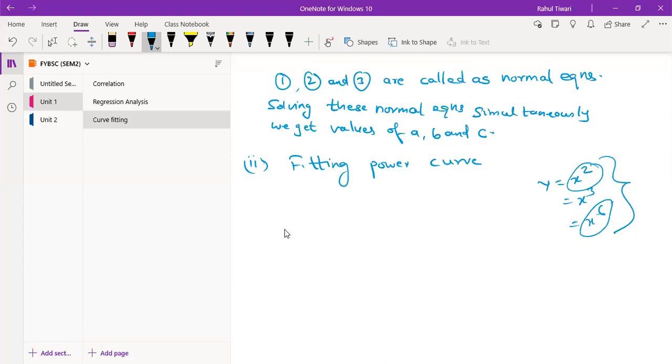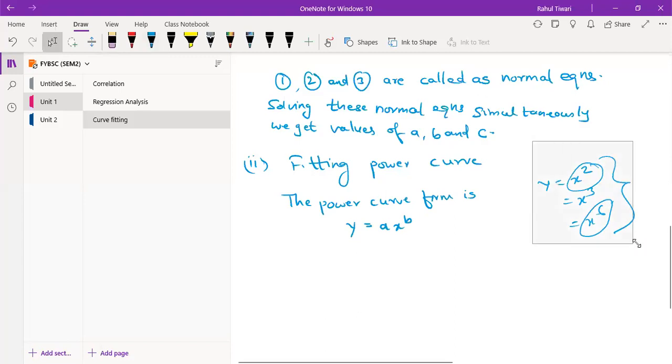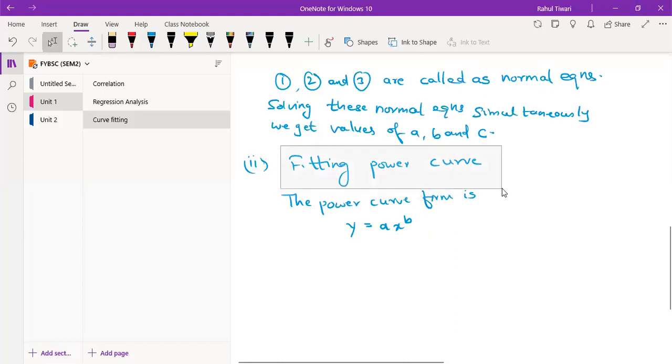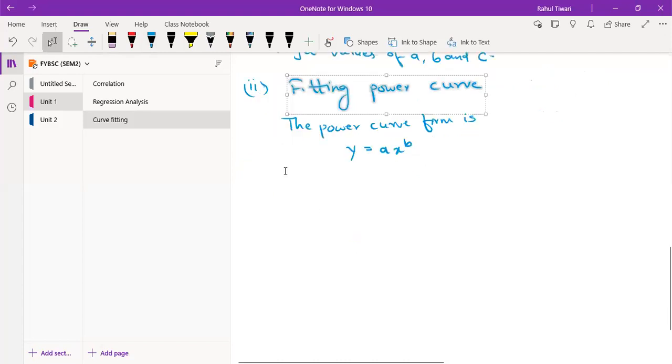So what is the power curve form? What could be their form? So the power curve form is y is equal to a times x raised to b. So when we have an equation of the type y is equal to a x raised to b, we need to fit the power curve form. Okay. So how do we do this one? How can we proceed with this?